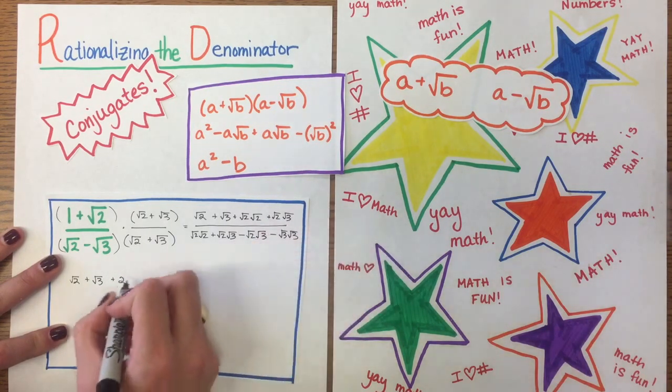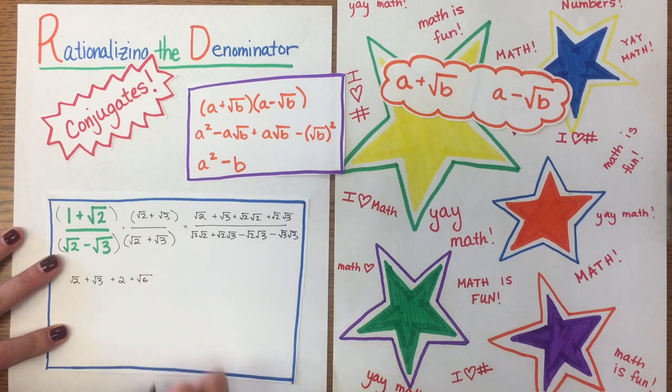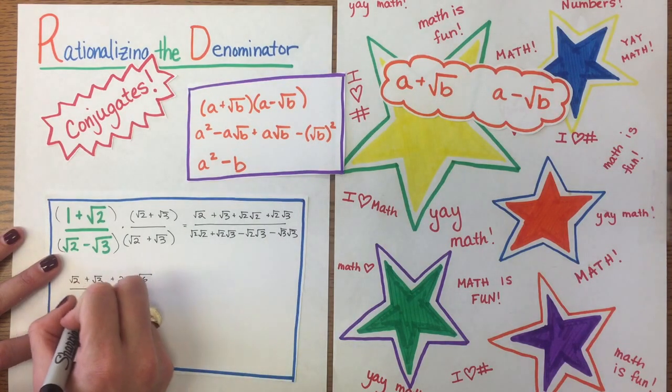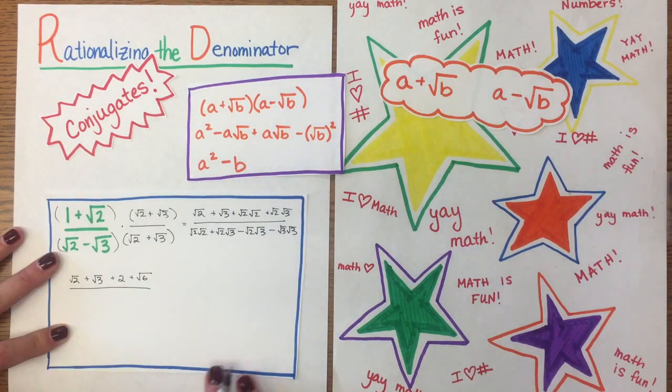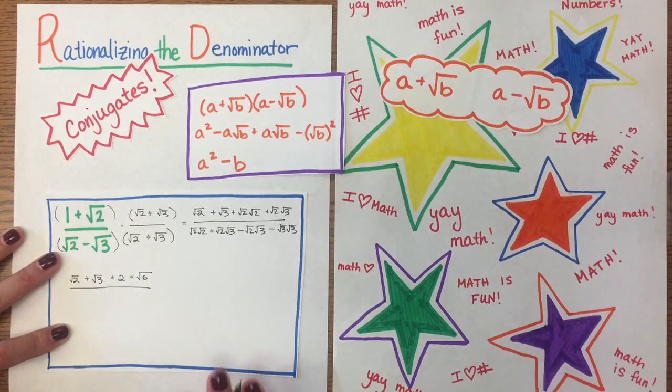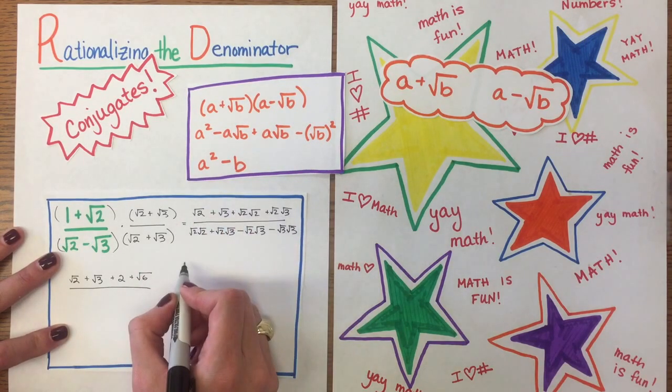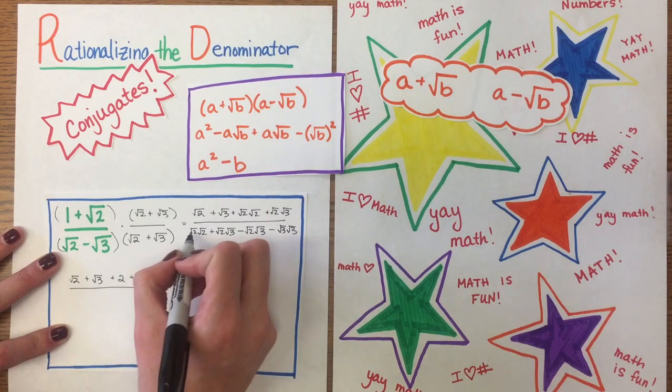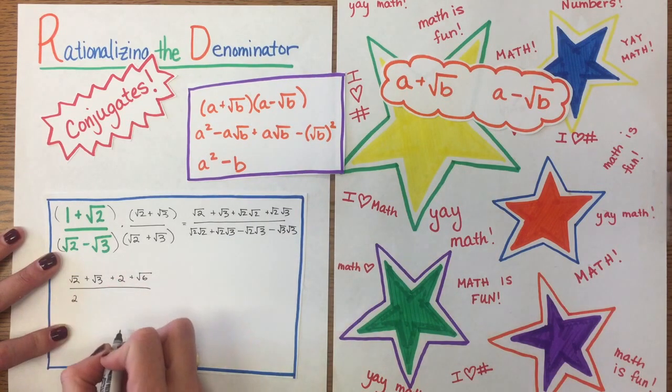And the square root of 2 times the square root of 3, those can go under the same square root and become the square root of 6. This numerator is fully simplified. I can't combine any of those terms any further. But now when I look at my denominator, square root of 2 times square root of 2 is positive 2.